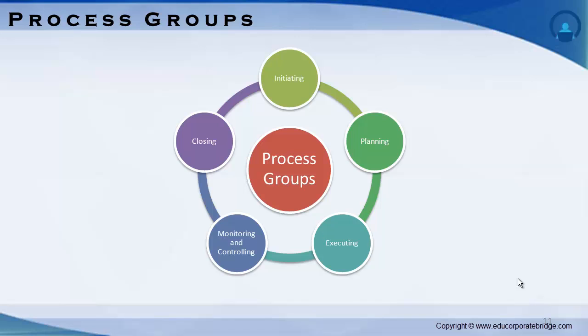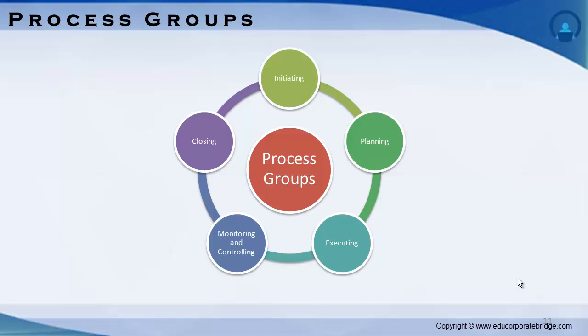Third, executing process group. This is the process group which acquires most of the time of a project. In this phase or in this process group, the project is actually executed. Whatever plans had been made in the planning process group are brought into action in the executing process group.